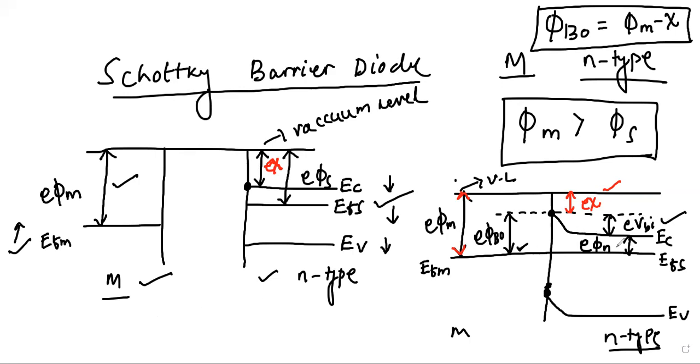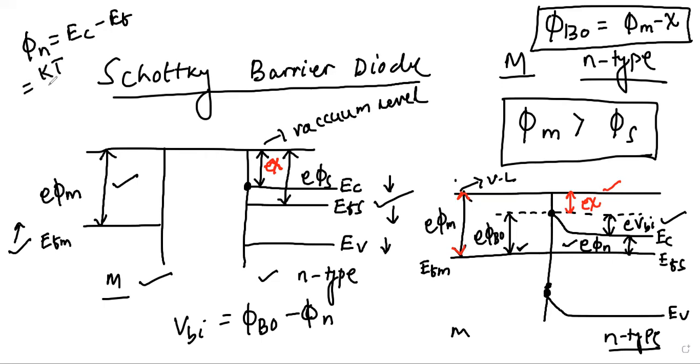You can see VBI plus this E phi n gives us phi B0. So we can determine VBI from phi B0, that is the Schottky barrier height, minus phi n, right? And this phi n is nothing but EC minus EF. So phi n is equal to EC minus EF, which is a known value. We have already determined this for the semiconductor. So it can be written as actually kT by e, ln NC by ND.